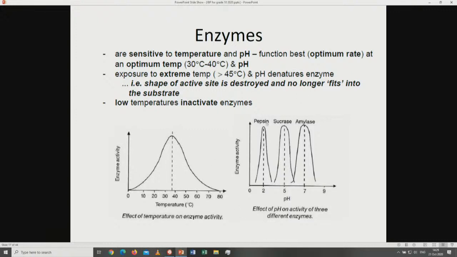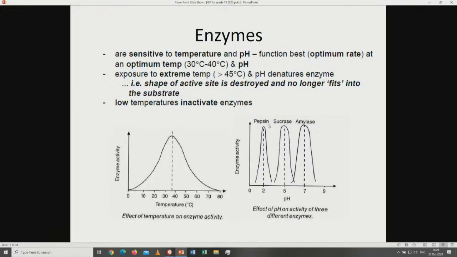In another graph here, we have different types of enzymes: pepsin, sucrase, and amylase. Now we see they have different optimum pH levels, as these enzymes mainly work in different organs of the body. For example, amylase we'll find in the saliva, and the optimum pH of amylase is 7. This is the optimum pH at which this enzyme acts best.